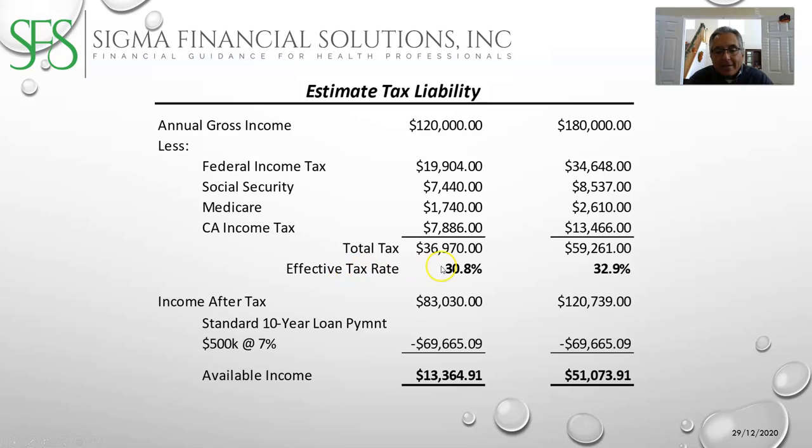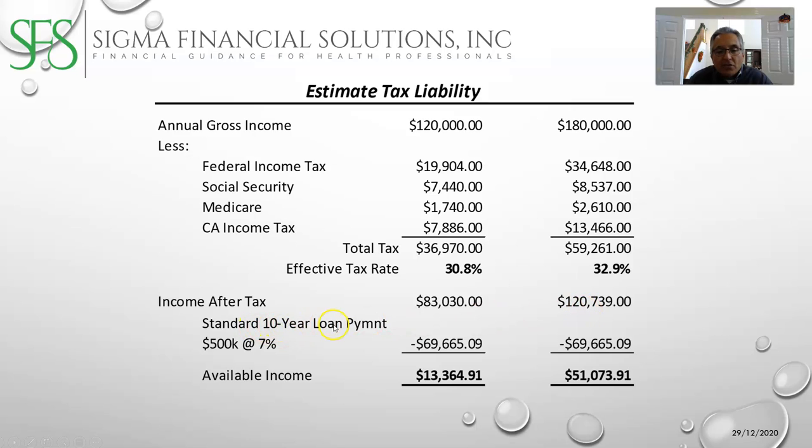So you're paying 31 cents on the dollar for each dollar of income. Here, your total tax liability comes out to about $59,000, or about 33%. So your after-tax income comes out to $83,000 and about $121,000 respectively.